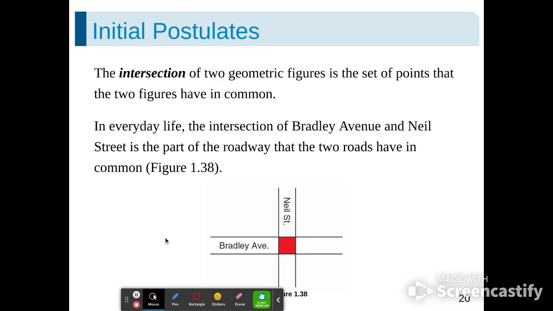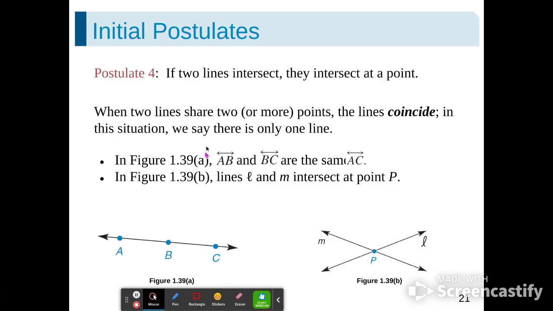Intersections. Intersection is pretty straightforward. That's where we have two lines that intersect at one point. If two lines intersect, they intersect at a point, and we can also say that they coincide. So those lines coincide at that particular point. And we've got some examples there that we can take a look at.